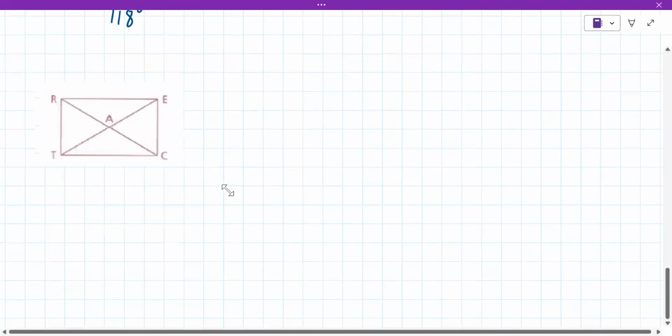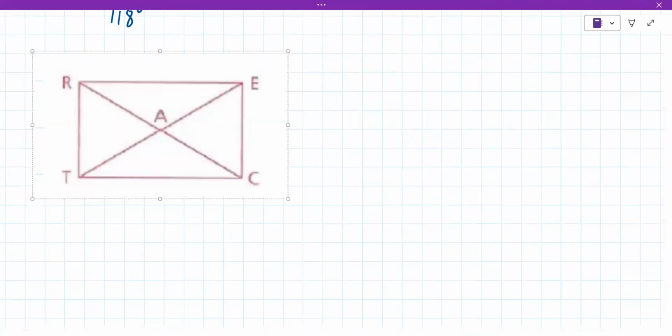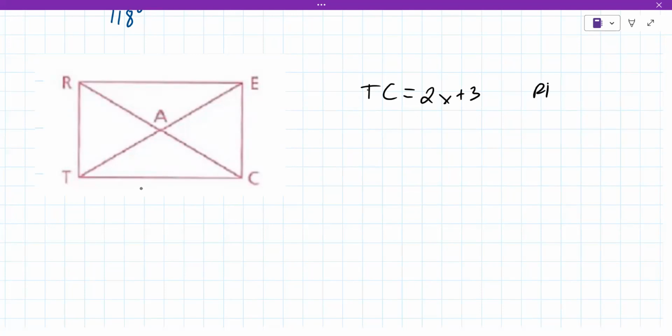Okay, I'm back. All right, so here is a rectangle. Remember, there's a rectangle here. Now, what if PC equals 2x plus 3, and RE equals 5x minus 9? Okay. What do you know about PC and RE?